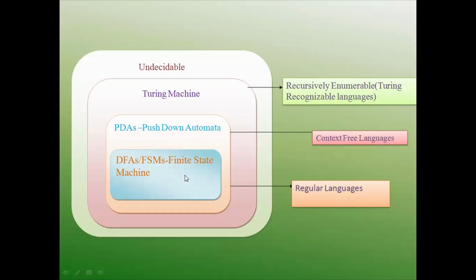First, you should know about the finite state machine. The Turing machine is more powerful than the PDA. Both the finite state machine and the pushdown automata are less powerful than the Turing machine. The finite state machine is for regular languages, the pushdown automata is for context-free languages, and the Turing machine is for recursively enumerable, or recognizable, languages.